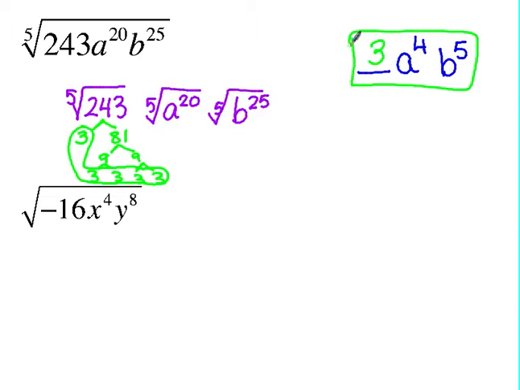So let's work that bottom one. 3a, is it just 3a? 3 times a to the 4th times b to the 5th. 3 times a to the 4th times b to the 5th.